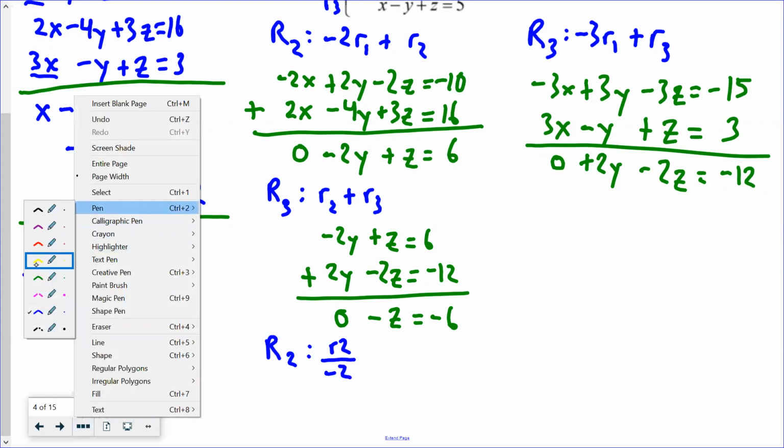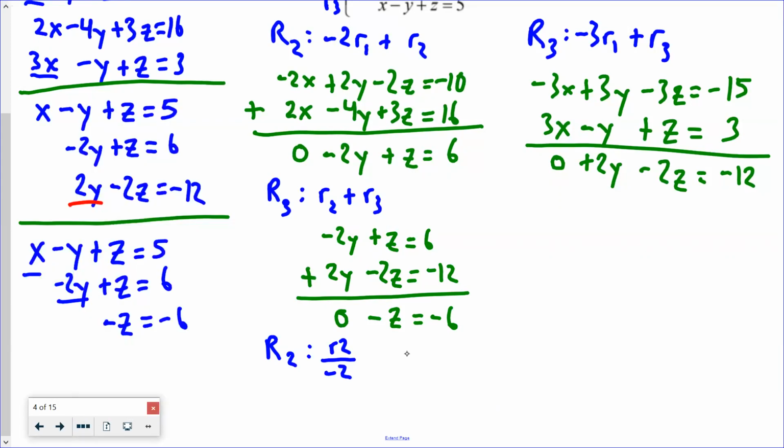When I do that, what I'm going to get is negative 2y divided by negative 2 is going to be just y. Okay? But then, well, you know what? Let me show some work here. So I'm going to take my original equation, negative 2y plus z is equal to 6. I'm going to divide all of these by negative 2. So when I simplify this, I'm just going to get y minus 1/2 z is equal to negative 3.